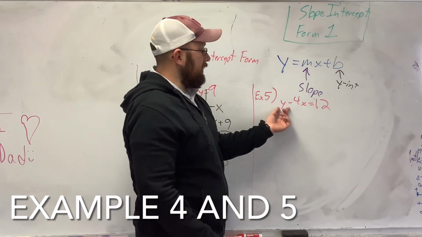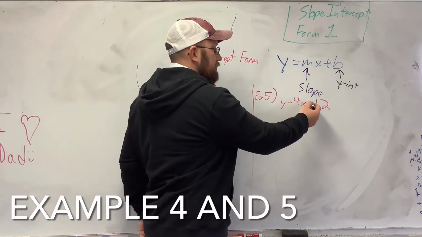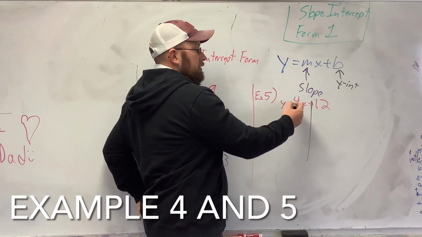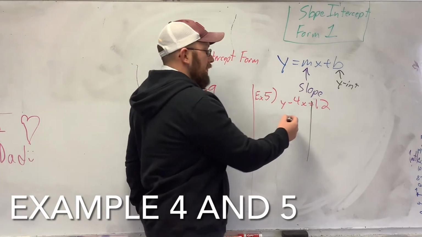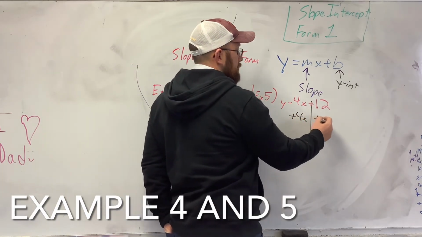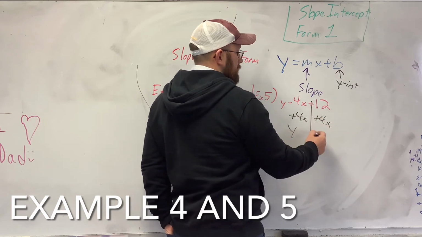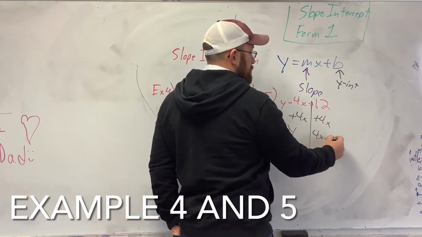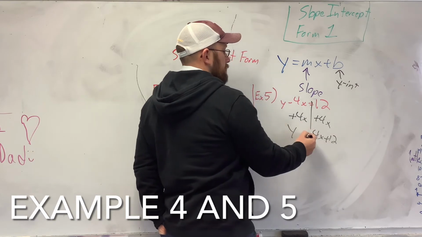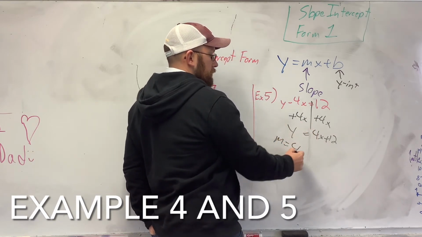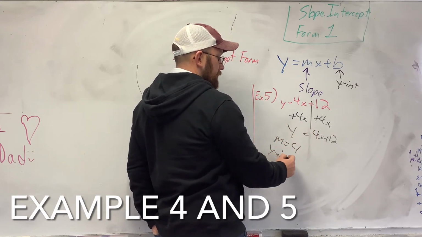So then I come over here. What's the furthest thing away from my y on that side? It's the 4x. Since I'm subtracting 4x, I have to add 4x to both sides. So y equals 4x plus 12. My slope is 4. My y-intercept is 12.